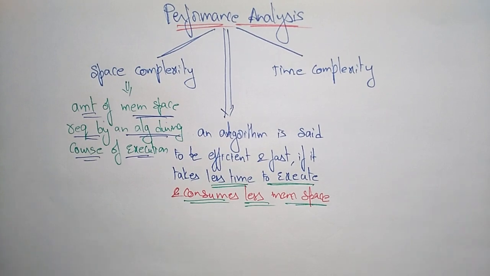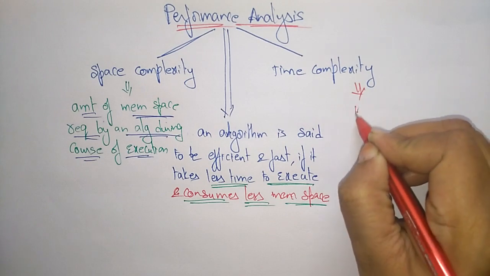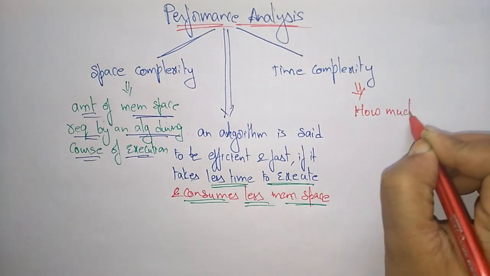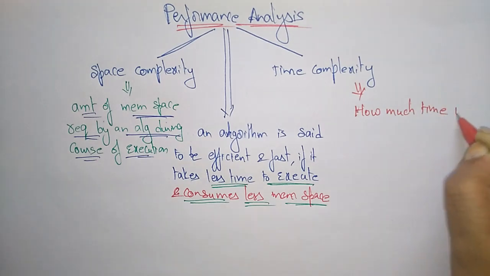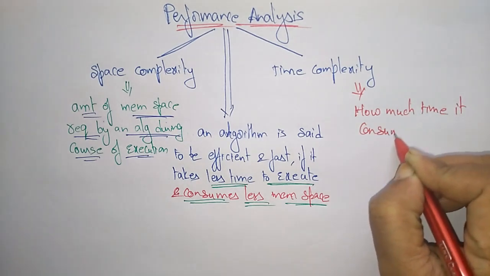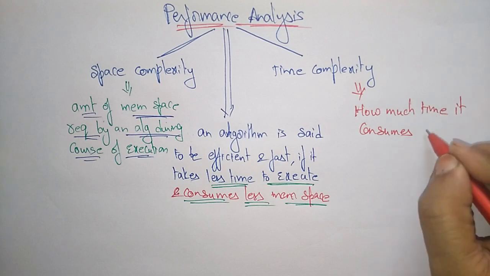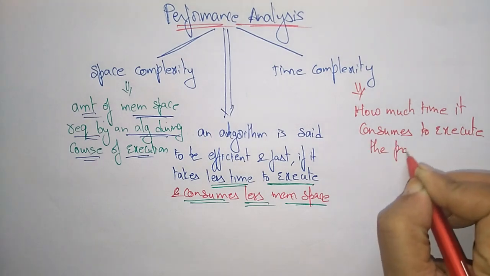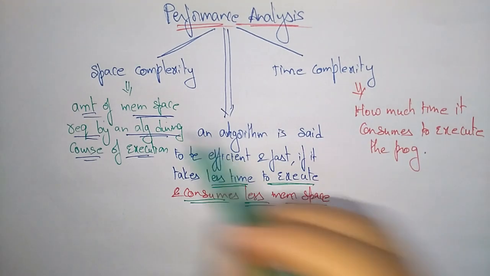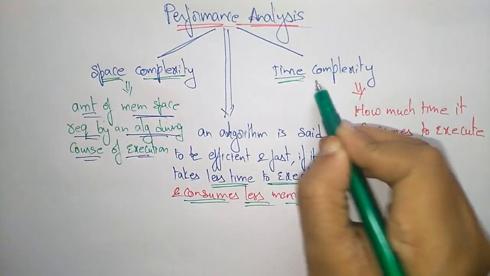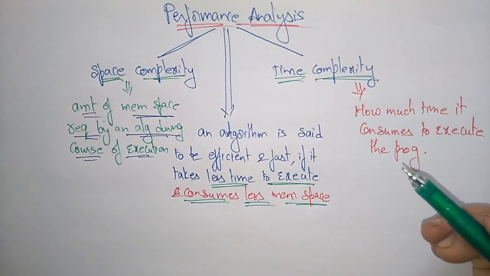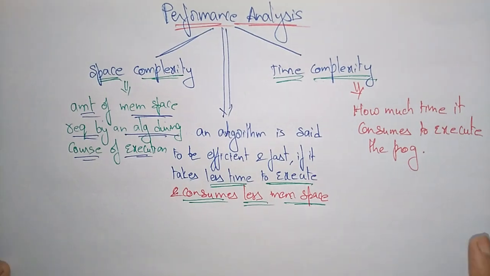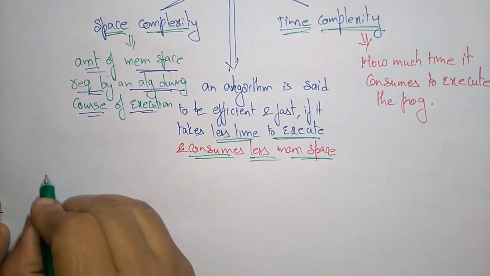Whereas coming to the time complexity, the time complexity is how much time it consumes to execute the program. So with the help of these two techniques, the space complexity and the time complexity, the performance can be analyzed in the algorithm. So let us see one by one. First is the space complexity.